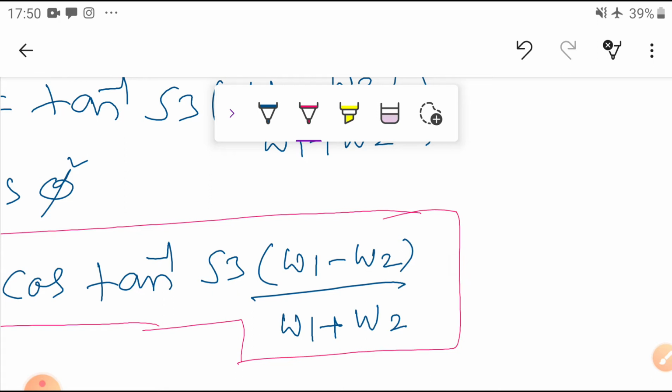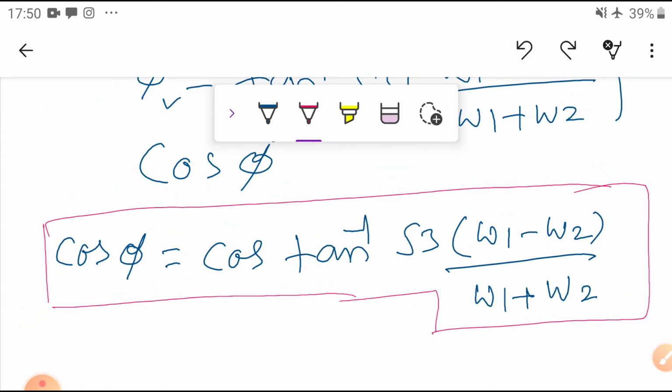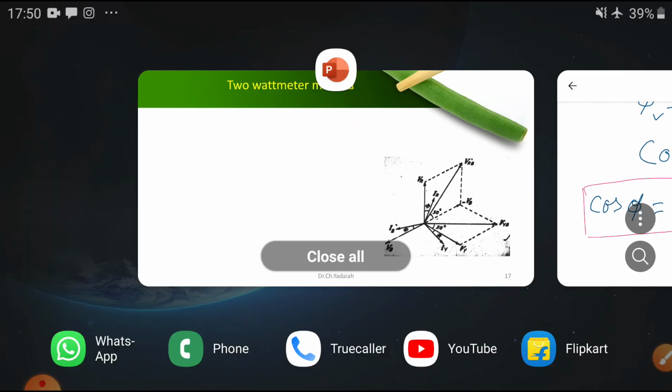Okay, dear students, you can see it. So these are the power factor. Have you understood this one? It is very easy. So let us see it in our PowerPoint.